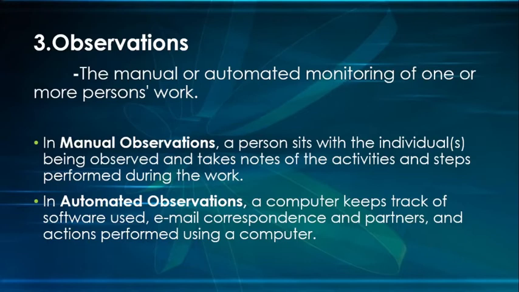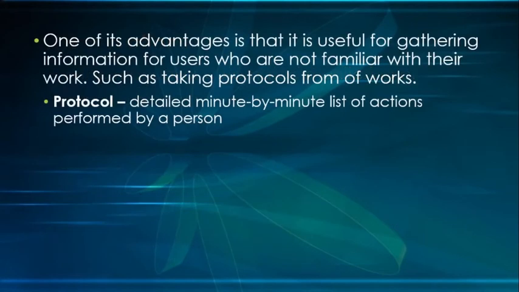The second type is automated observation. It's where a computer keeps track of software used and actions performed using a computer. So you use a computer to observe your users' activities. One of its advantages is that it is useful for gathering information from users who are not familiar with their work, for example, taking protocols from users' work.